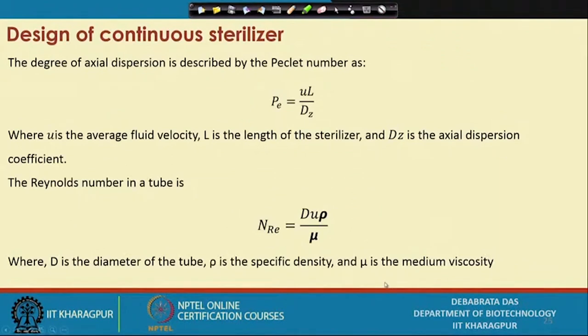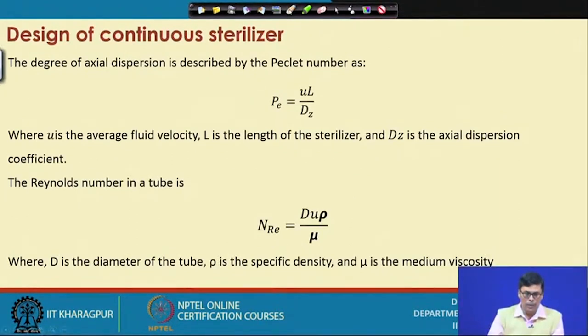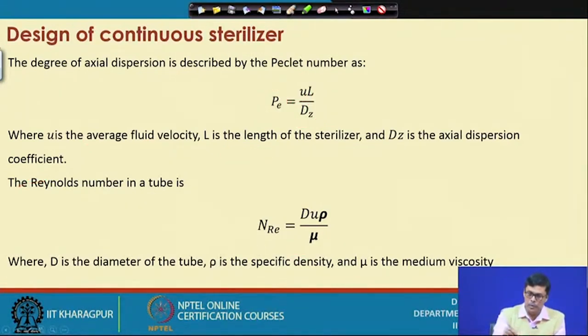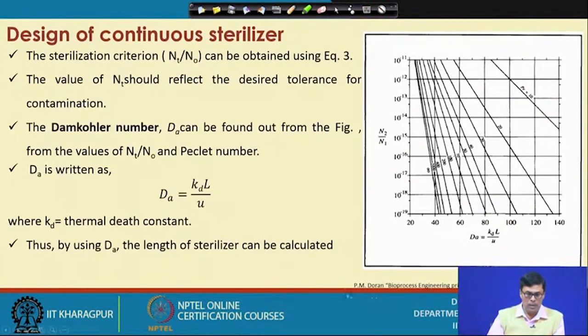Now, for finding out the sterilization temperature or designing the sterilizer, we come across other parameters like the Peclet number, which is equal to UL/Dz, where Dz is the axial dispersion coefficient, L is the length of the sterilizer, and U is the velocity of the fluid. Reynolds number we know is d u rho by mu. And this is how we can find out the Damkohler number. This is equal to Kd into L by U.